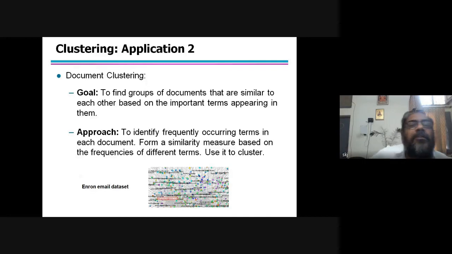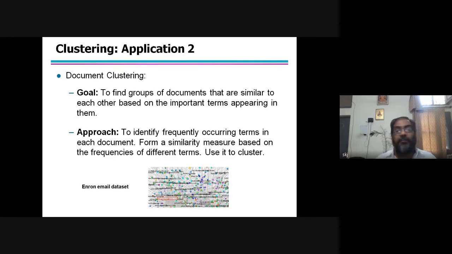This is another example, document clustering. Here goal is to find groups of documents that are similar to each other based on the important terms appearing in them. We have documents and in each document few terms occur frequently, repeatedly. So for some kind of this study, it is possible to apply the clustering technique. So here it is written to identify frequently occurring terms in each document, form a similarity measure based on the frequencies of different terms, and use it to cluster.